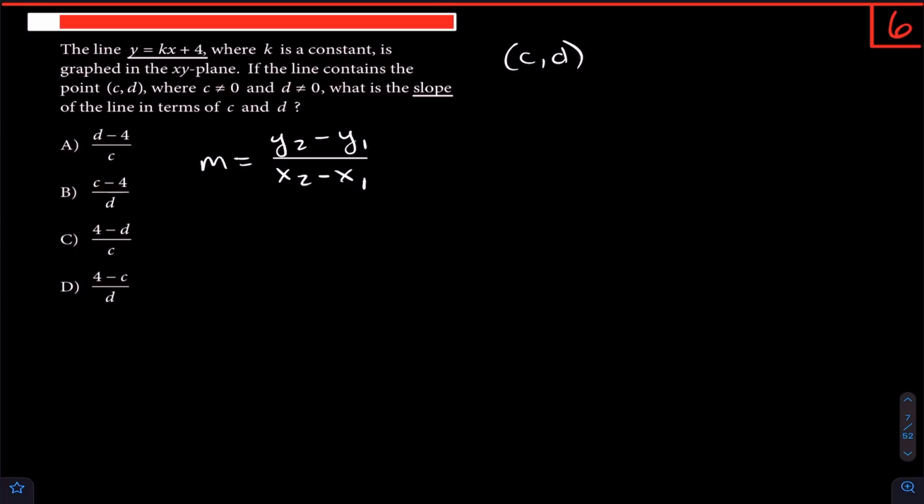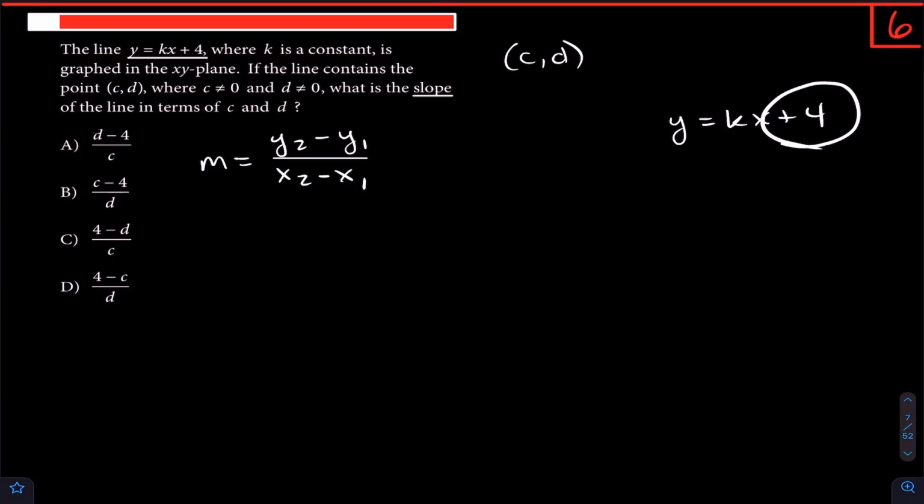I'll write that up here. We know that that's a point, but what's our other point? That's where the problem lies here. We have to actually find that other point. And it's a little bit tricky here, but the other point comes from the equation itself, y equals kx plus 4.